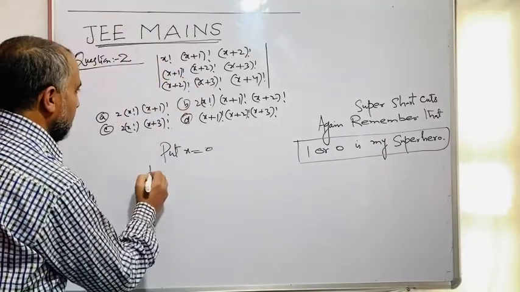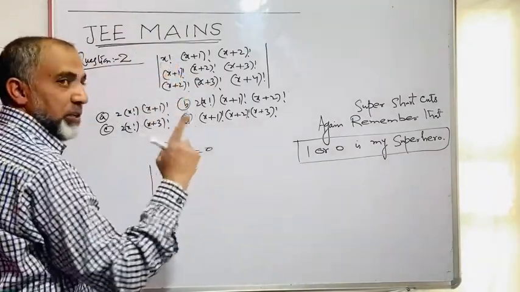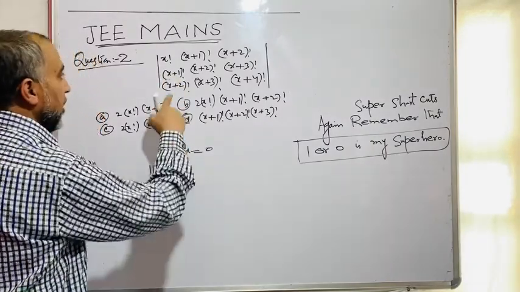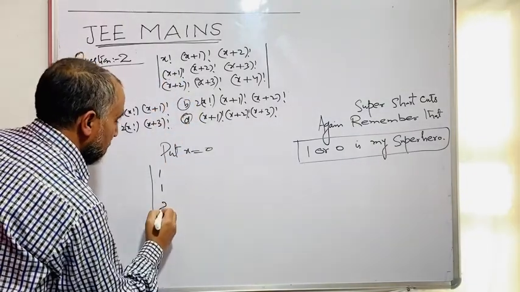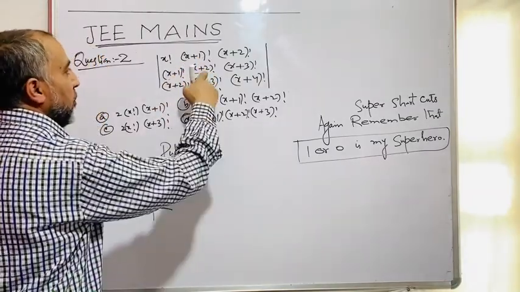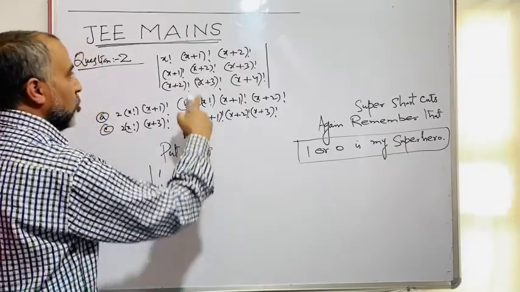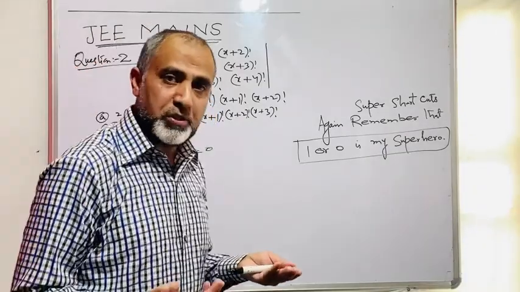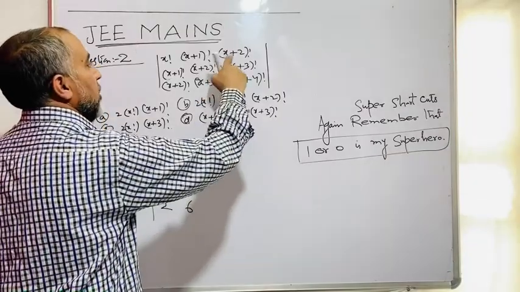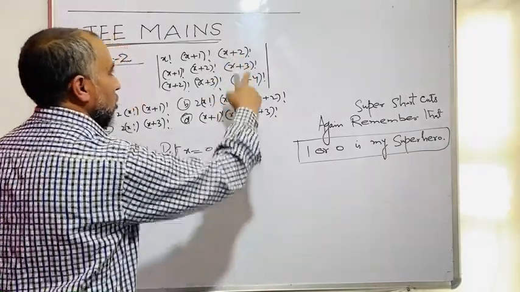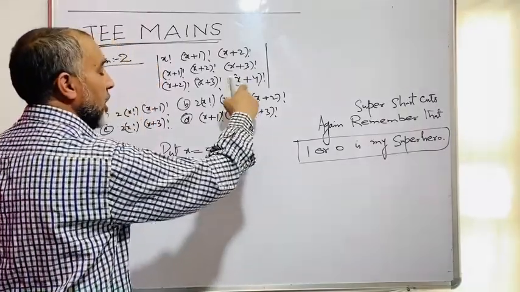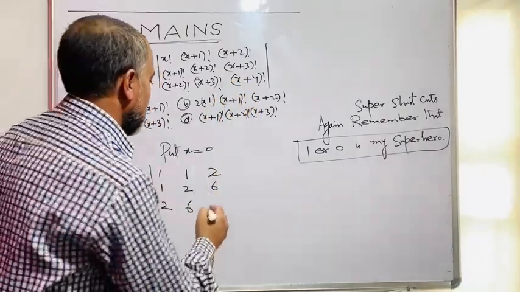Okay, what are you left with? 0 factorial, that's 1. 0 plus 1, that is 1 factorial, that is 1. 2 factorial, that is 2 into 1, that is just 2. Clear? Here 2 factorial will be there, 2 into 1, that is 2. Here 3 factorial will be there, 0 plus 3, that is 3 into 2 into 1, that is 6. This is 2 factorial, just 2. 3 factorial is 3 into 2, that is 6. Here 4 factorial is 24.